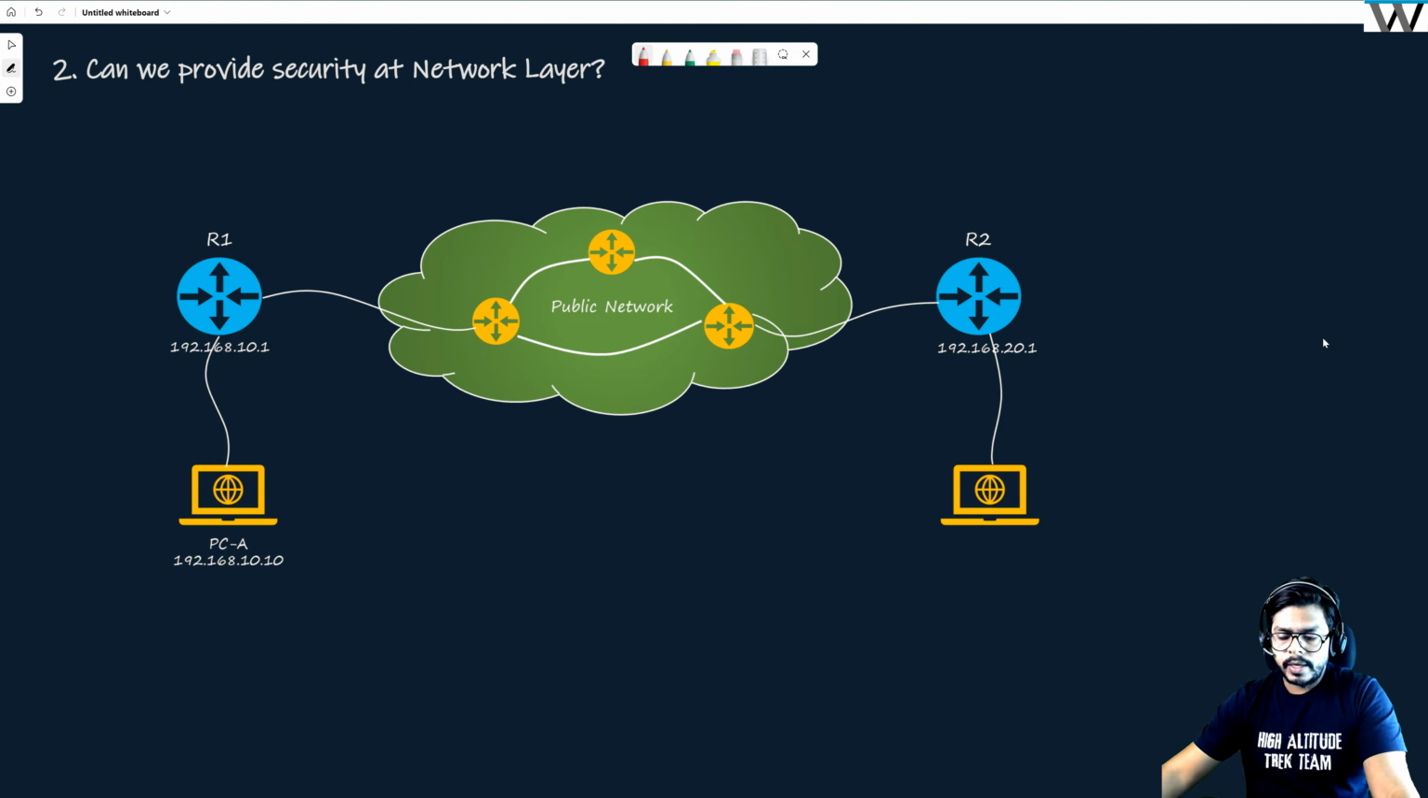Okay, we have PCA here. It's my bad, this is PCB, and the IP address may be 192.168.20.10. These two are different networks, right? What is going to happen? This PCA wants to communicate to PCB.